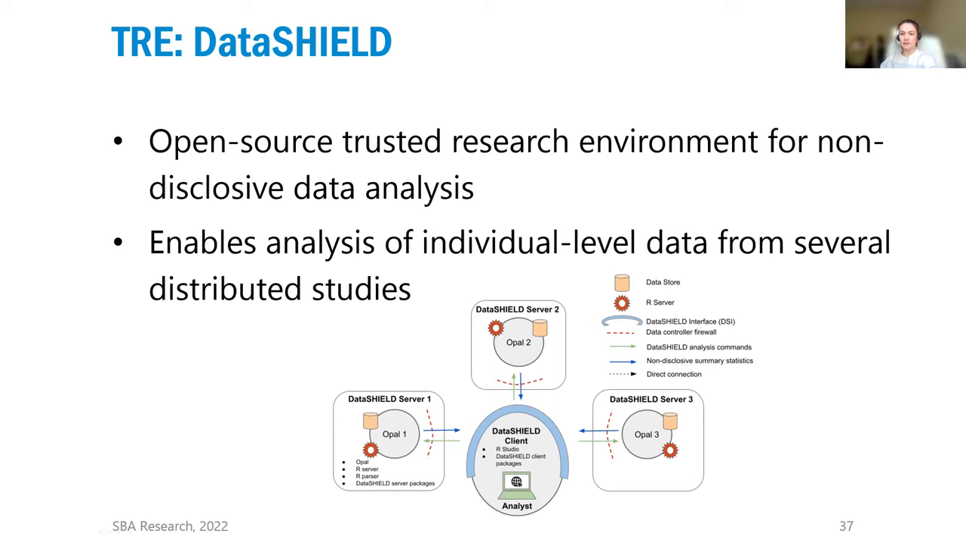OPAL provides storage of the data, and then DataSHIELD allows the analysis commands to go from the DataSHIELD client through the firewall to these DataSHIELD servers and return requested summary statistics back to the client, or to the analyst. You can also see in this architecture that we have R server on the server side and RStudio on the client side. This is because DataSHIELD is in fact a modified R statistical environment. DataSHIELD packages are R functionalities modified to disable operations on data that might be disclosive.